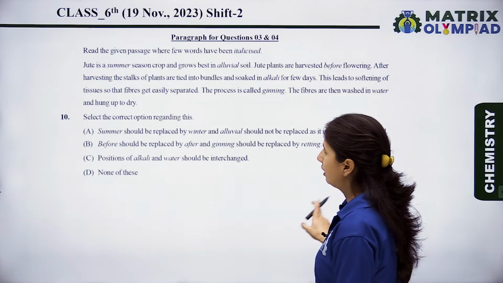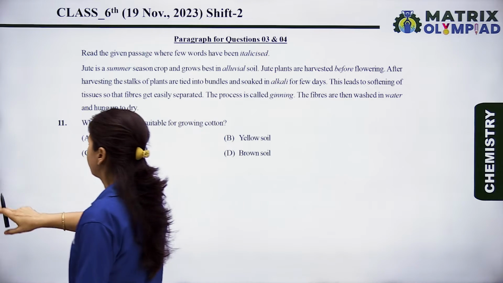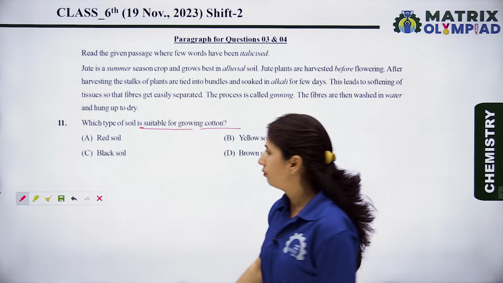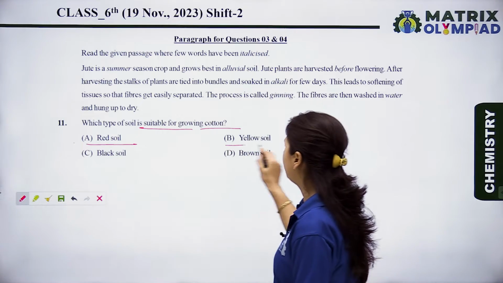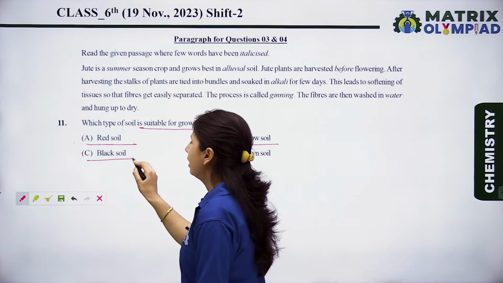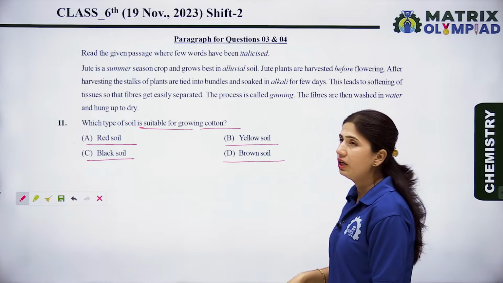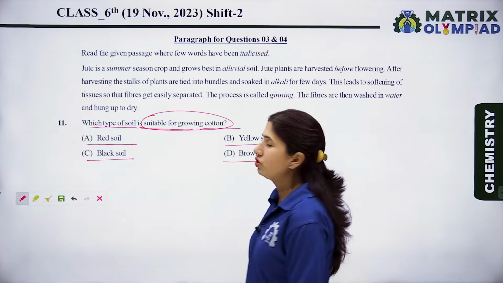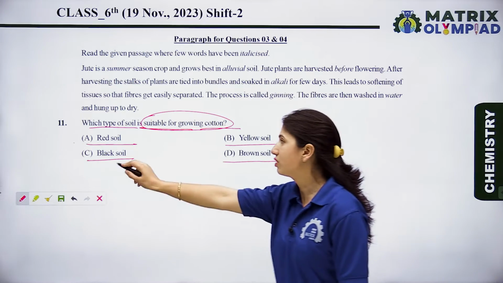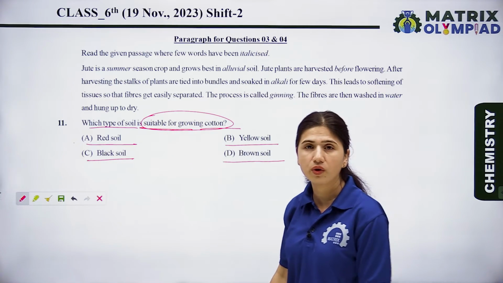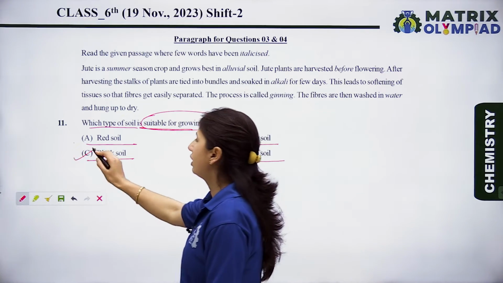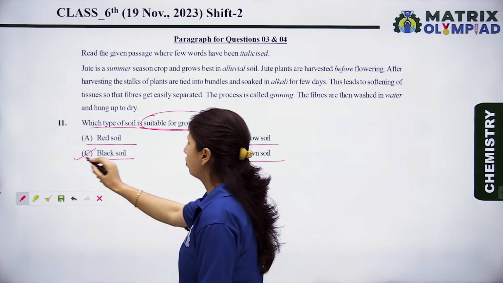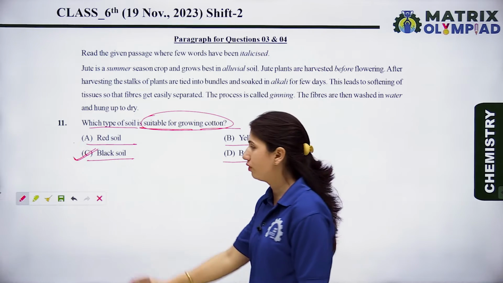Now let's see the next question. The next question is: which type of soil is suitable for growing cotton? A, red soil, B, yellow soil, C, black soil, and D, brown soil. So which type of soil is suitable for growing cotton? Generally, alluvial soil or black soil is suitable for growing cotton because it has the tendency to retain water, the water holding capacity. So option C is the right option for this question.